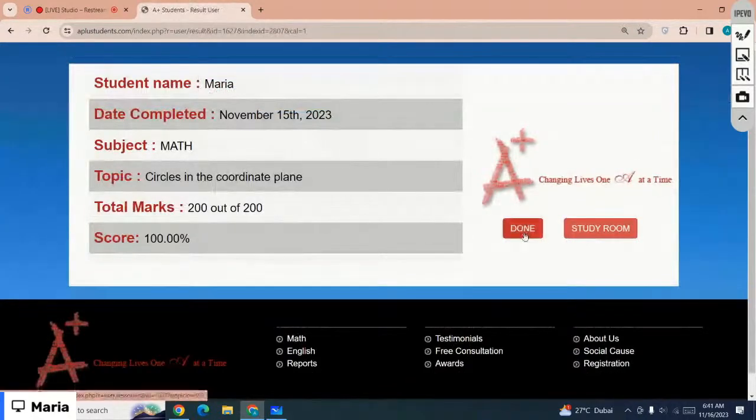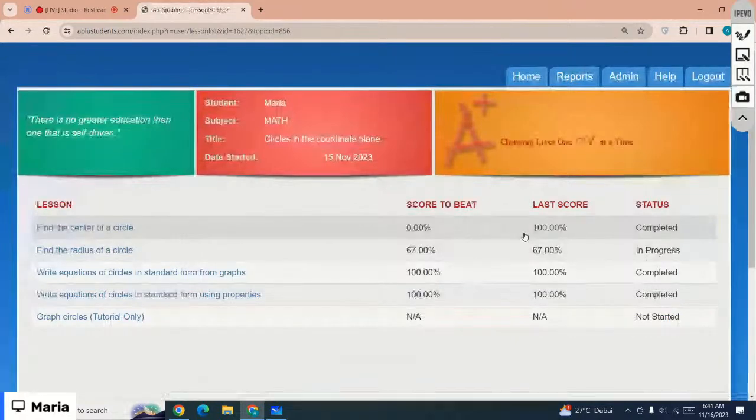Okay, we are done with the lesson. And also, we are done with the chapter circles in the coordinate plane. We're working on grade 10 math. The chapter we're working on is circles in the coordinate plane. And the lessons we have covered today are: find the center of a circle, find the radius of a circle, write equations of a circle in standard form from graphs, write equations of a circle in standard form using properties.